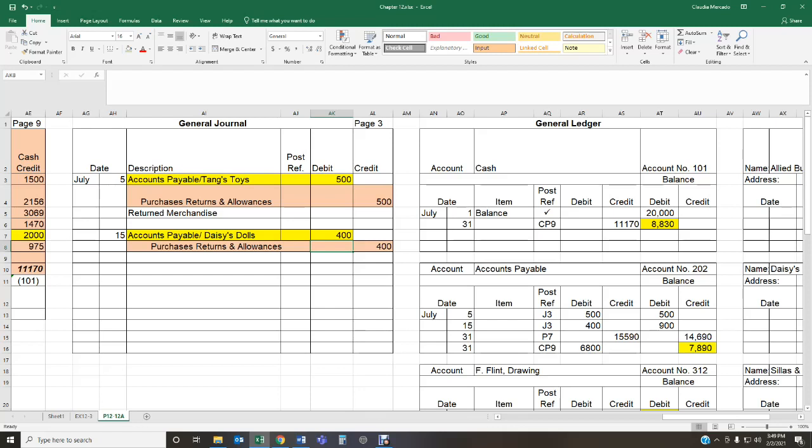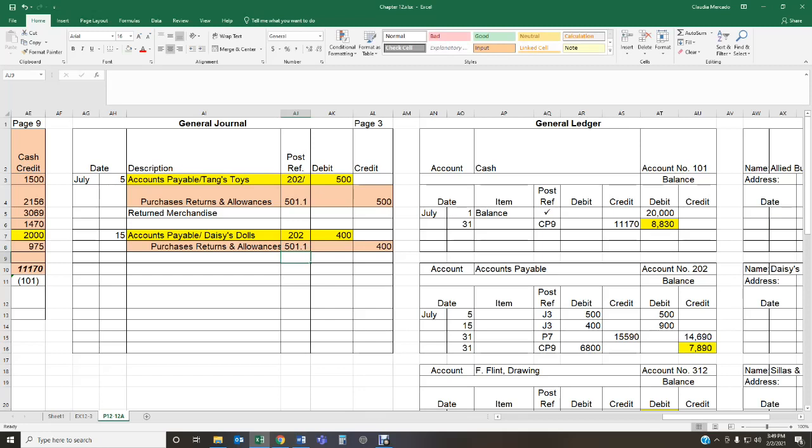I've already posted this transaction into account number 202, and I'll post the other one in a bit. So I've got 202. My purchases, returns, and allowances are 501.1. Accounts payable is 202, and we'll figure that later on. And for my purchases, returns, and allowances, we have account number 501.1.